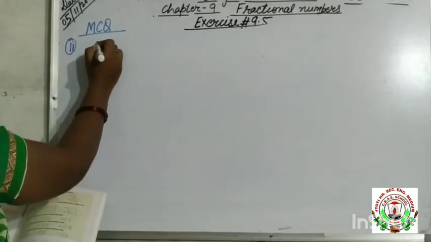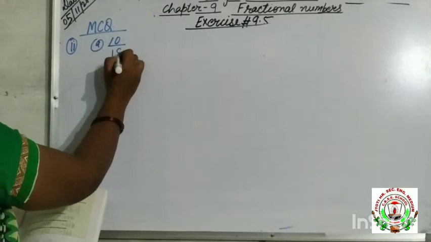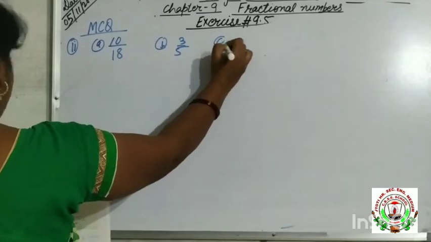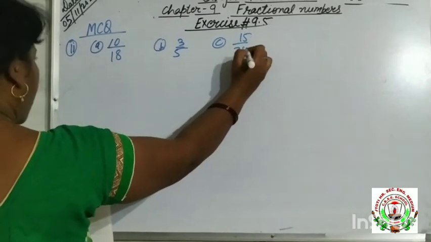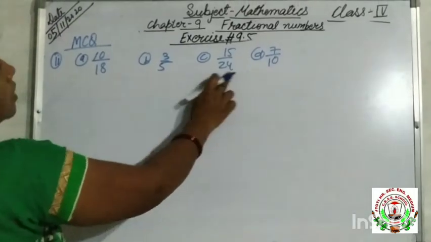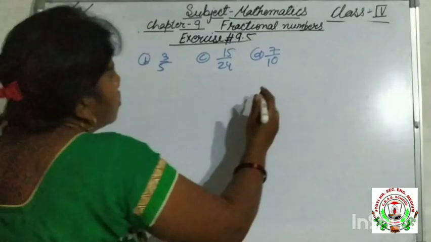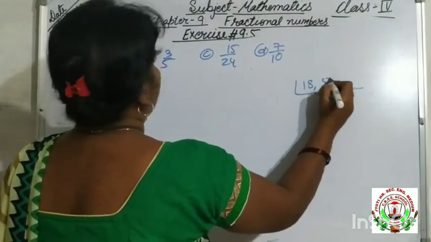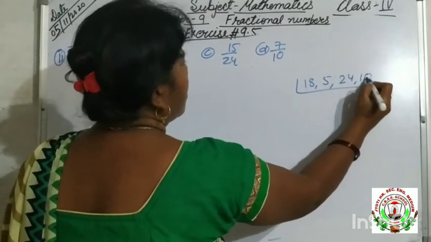In number 2, which is smaller? 10 by 18, 3 by 5, 15 by 24 and 7 by 10. So again all are different numbers. All the denominators are different. So first we will find out the LCM of these numbers: 18, 5, 24 and 10.